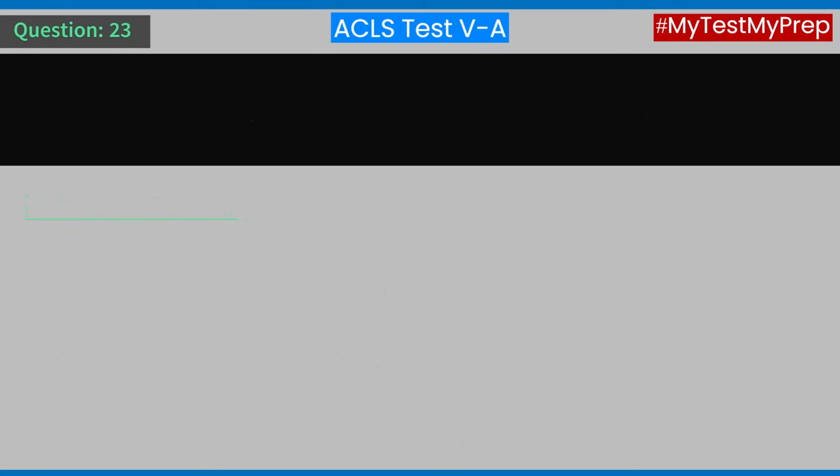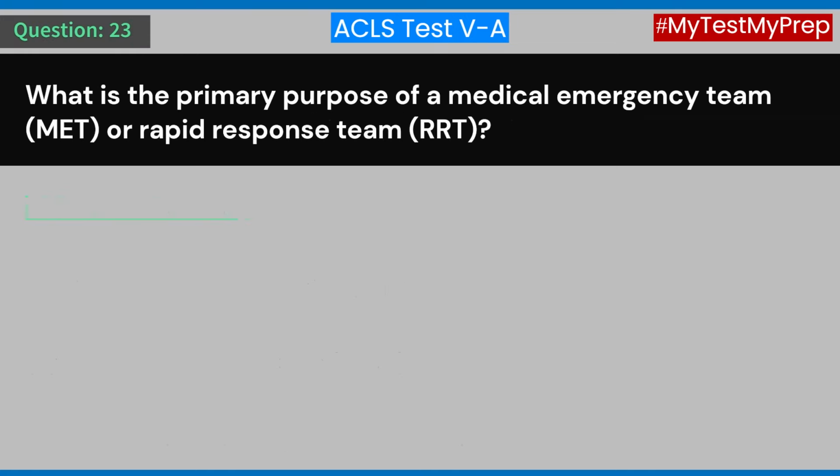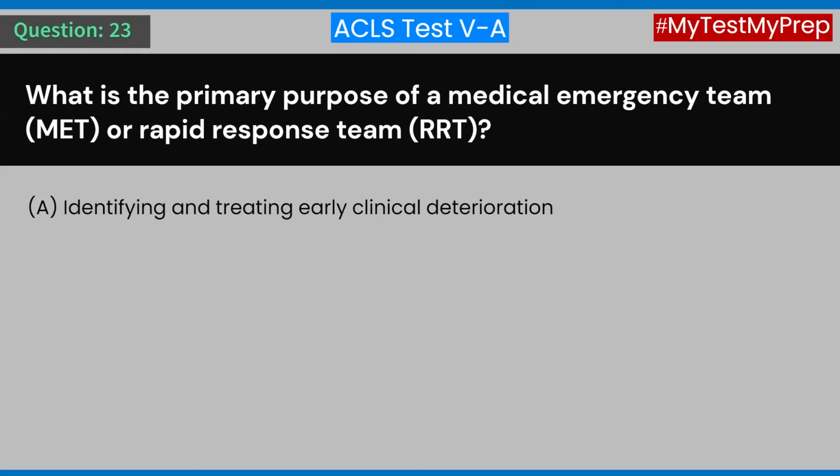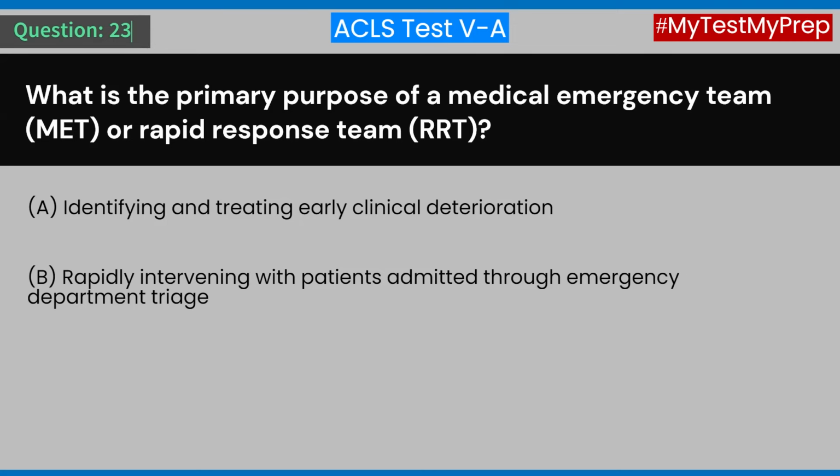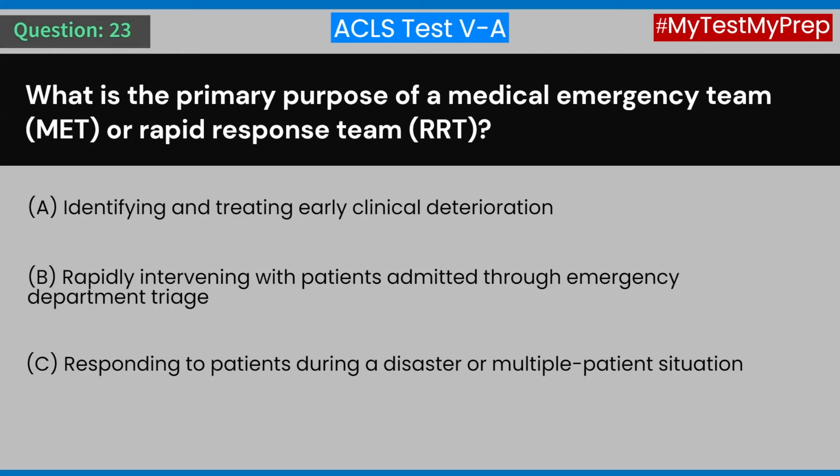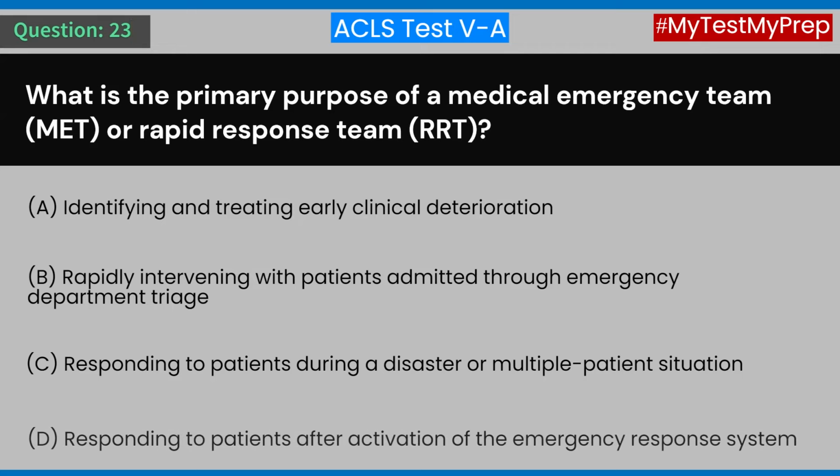Question 23. What is the primary purpose of a medical emergency team, MET, or rapid response team, RRT? A. Identifying and treating early clinical deterioration. B. Rapidly intervening with patients admitted through emergency department triage. C. Responding to patients during a disaster or multiple patient situation. D. Responding to patients after activation of the emergency response system. Answer A. Identifying and treating early clinical deterioration.